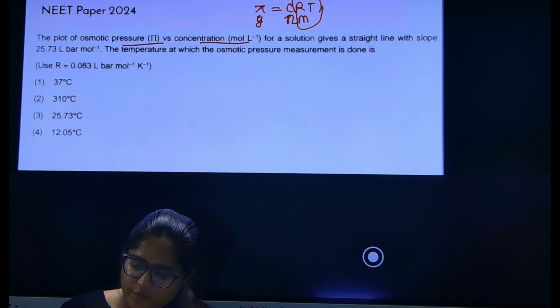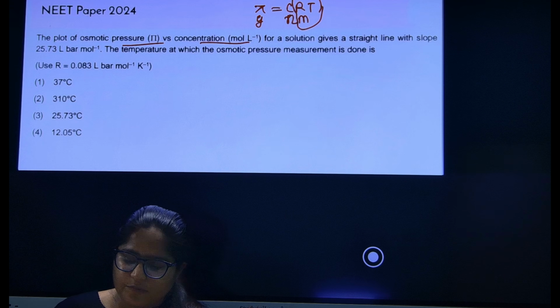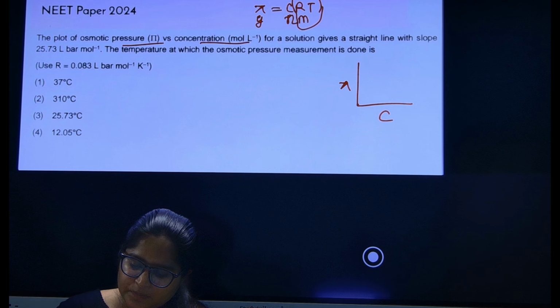So let us draw the graph also. When you draw the graph of pi versus C, y equal to mx plus c, with the c intercept being zero, the graph will be a straight line passing through the origin, and what is the slope?